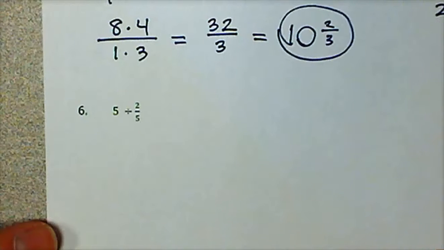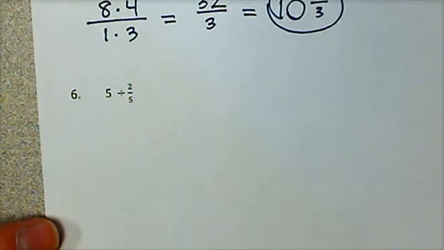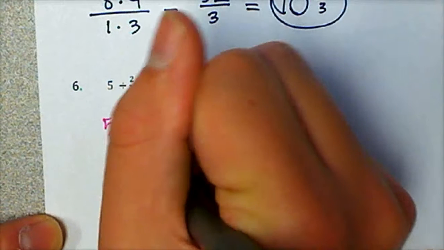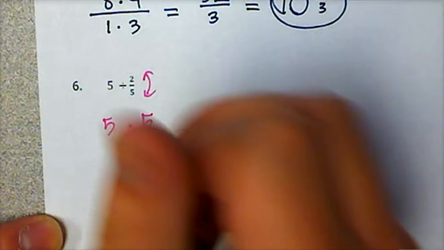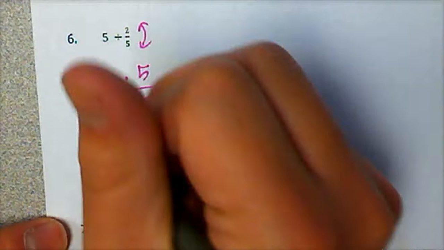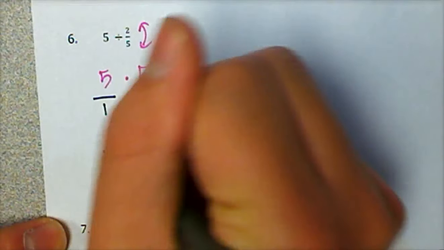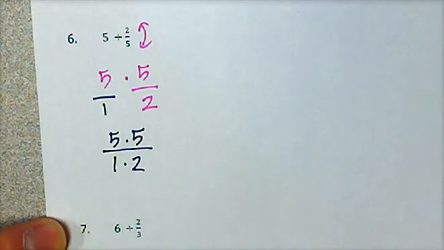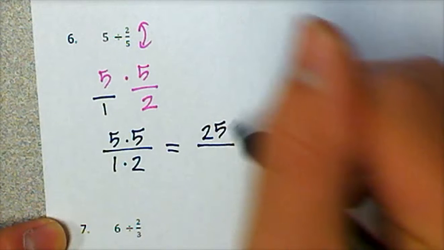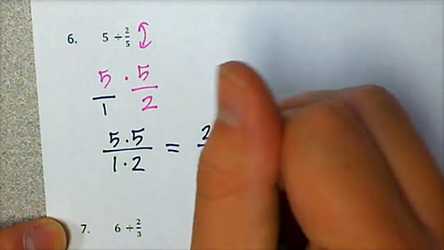Number 6, we have 5 divided by 2/5. We're dividing by a fraction, so we're going to take our whole number 5, and we're now going to multiply by the reciprocal of that fraction. The reciprocal of 2/5 would be 5/2. So this now becomes a multiplication problem, 5/1 times 5/2. I can't cancel anything, so when I multiply my numerators, 5 times 5, I get 25. My denominators, 1 times 2, I get 2.